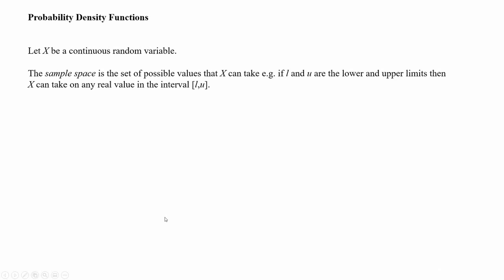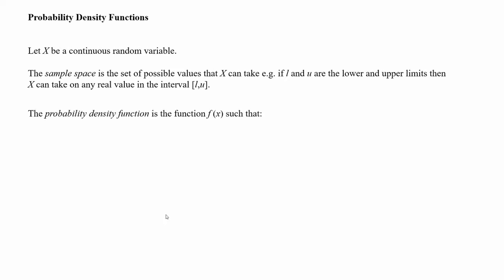In this video, we're going to review the important points about probability density functions. Let x be a continuous random variable. The sample space is the set of possible values that x can take. For example, if L and U are its lower and upper limits, then x can take on any real value in the interval L to U.